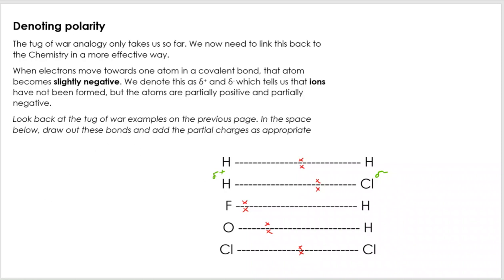Now, if this is delta negative because it's slightly more electron rich, that leaves the hydrogen as delta positive, slightly electron deficient. And if I go through the remaining examples, I have got my fluorine with a much greater pull on the electrons, but it's still not fully negative. This time the fluorine is delta negative, the hydrogen is delta positive. And on the next one, the oxygen is delta negative, the hydrogen is delta positive. The electrons are closer to O, so the O is delta negative. And the final example, we've got that dead heat once again. Neither of the chlorines have a greater pull, so we have no permanent partial charges.